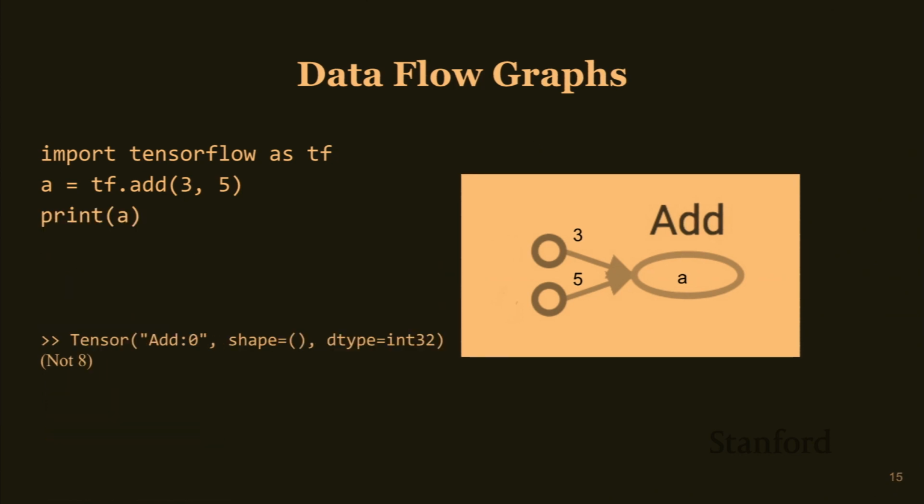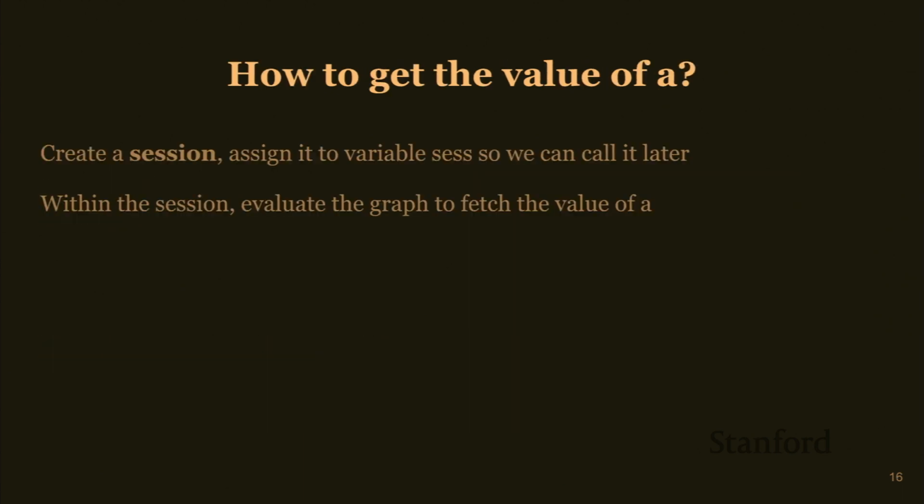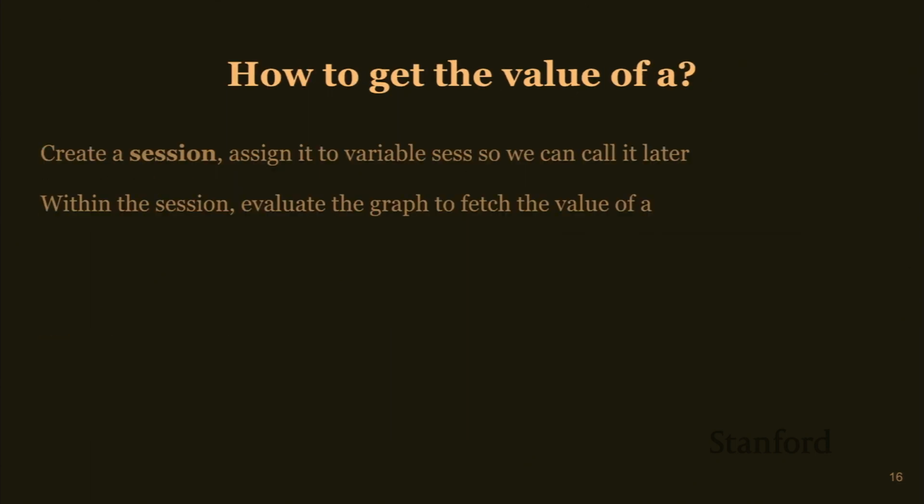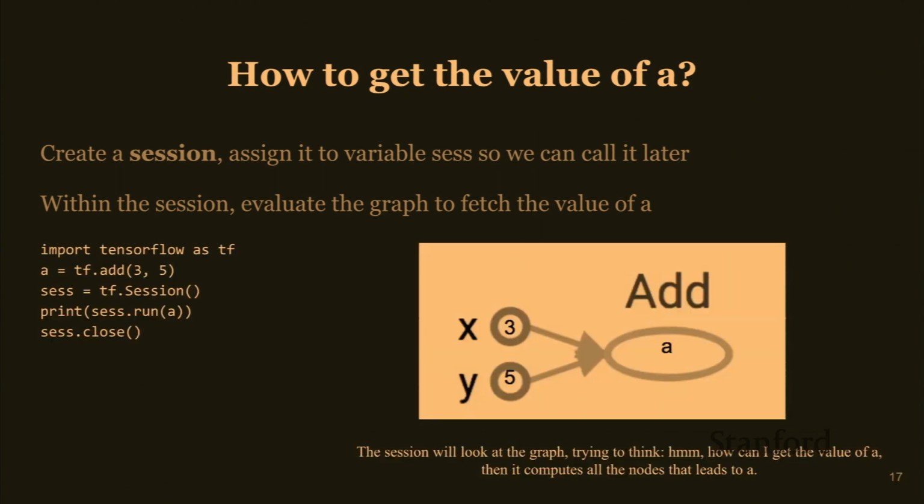If you try to print out A, you can see that A is a tensor, and it's not a value of 8. To get the value of A, you first have to create a session. Within the session, memory is allocated to store the value as a variable. So you create a session, and then you execute the variable A within the session. When you print out the value, you see it prints 8.